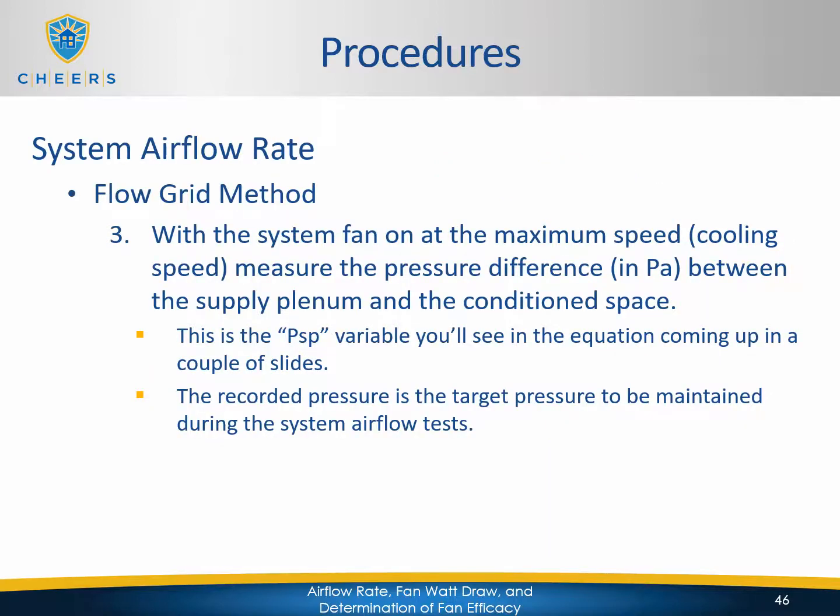With the system fan on at the maximum speed, which is the cooling speed like we talked about before, you want to measure the pressure difference in pascals between the supply plenum and the conditioned space. This is the PSP variable you'll see in the equation coming up in a couple of slides, and it's the same as we talked about in the previous equation during the plenum pressure matching method that we covered. The recorded pressure is the target pressure to be maintained during the system airflow tests.